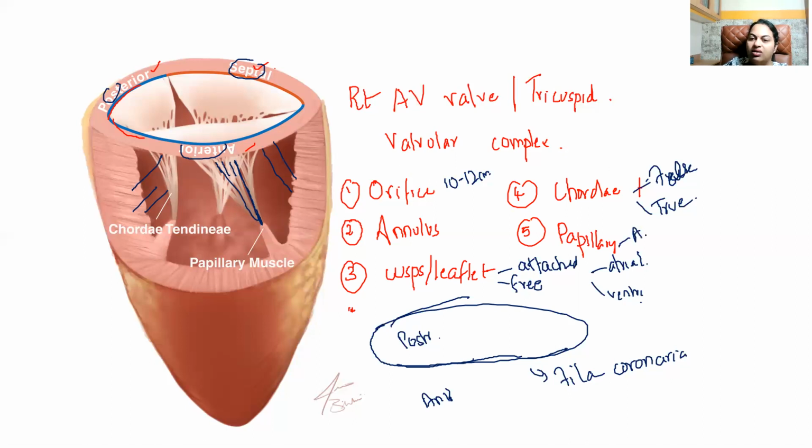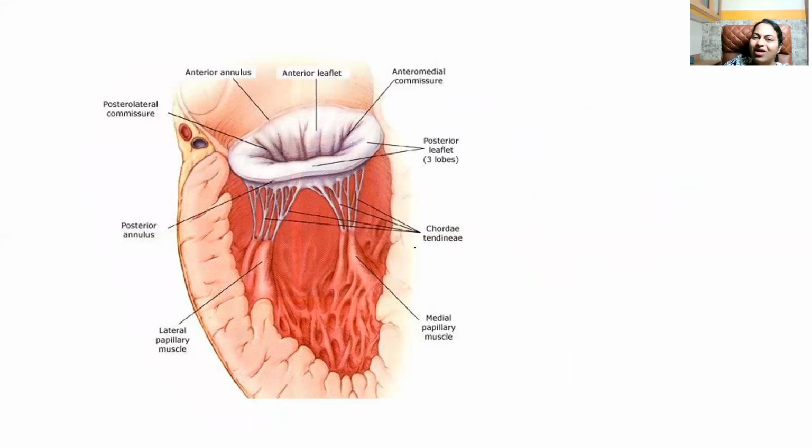Papillary muscle are two in number, anterior and posterior papillary muscle. They'll be attached to the surface of the ventricle. The base will be anchored to the ventricle, and the apex one third will receive the chordae tendineae. Okay. So that's about the right atrioventricular or the tricuspid valvular complex. Coming to the bicuspid or the mitral valve complex, same thing. What are the components I told you?